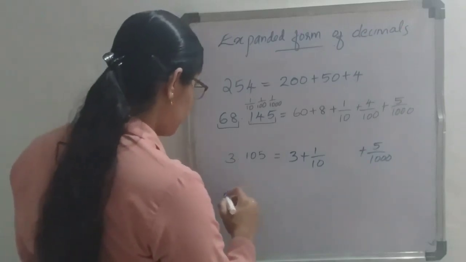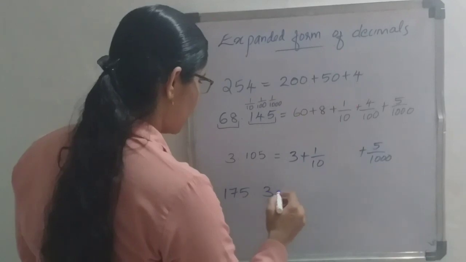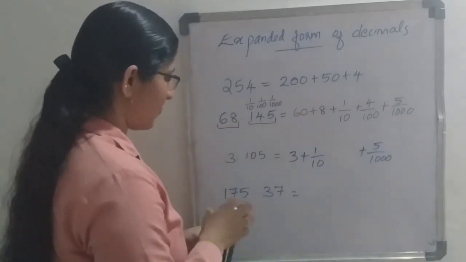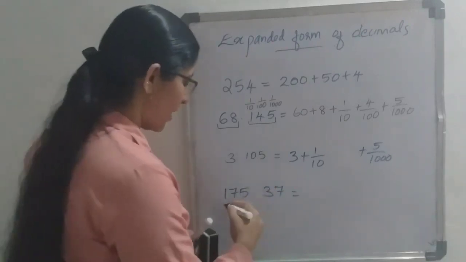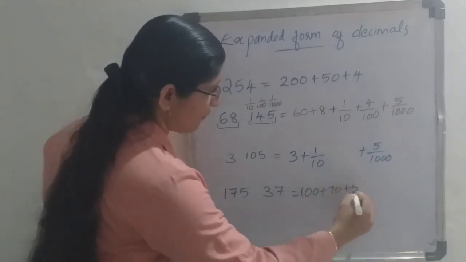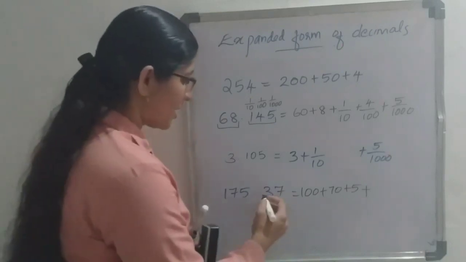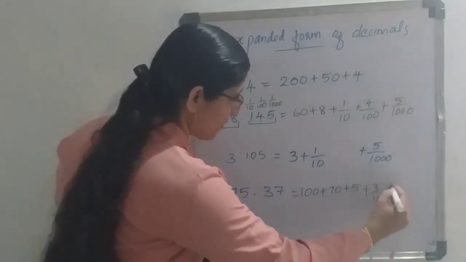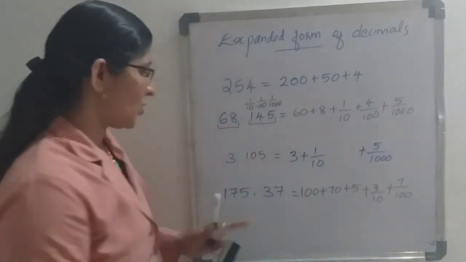Okay, one more example. If it is 175.37, how will you write the expanded form? All of you please try to say that expanded form. 175: 100 plus 70 plus 5. Plus 37. How will you write 37? That is after the decimal. So it is 3 by 10 plus 7 by 100. Okay, don't change that. Not 30 plus 7.